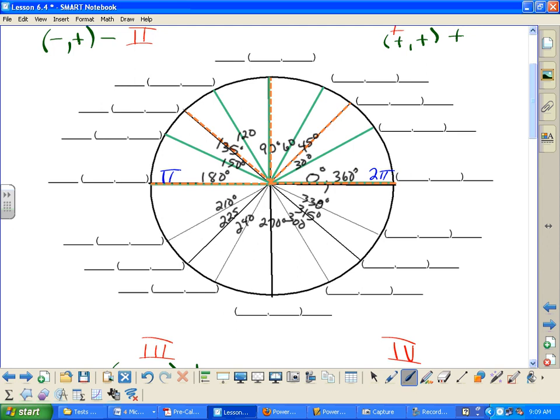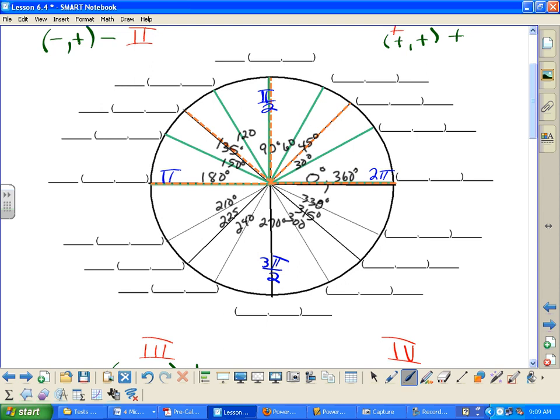So 90 degrees would be what? Pi over 2, because it's half the distance from 0 to pi. And so 270 then would be 3 pi over 2. Right? We talked about that yesterday when we were talking about revolutions, going around the circle. Now let's go back to the green again.